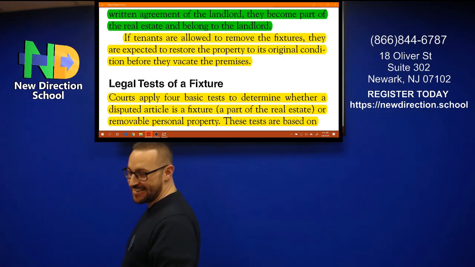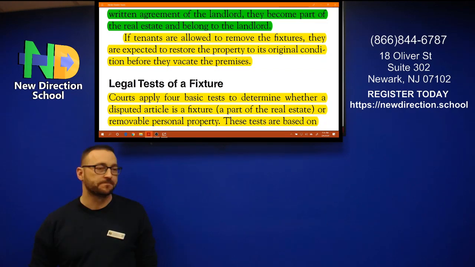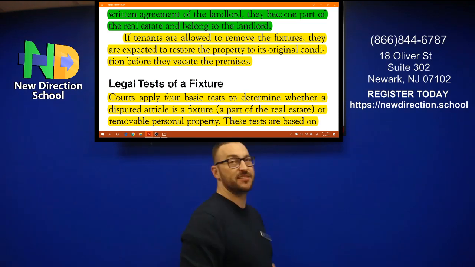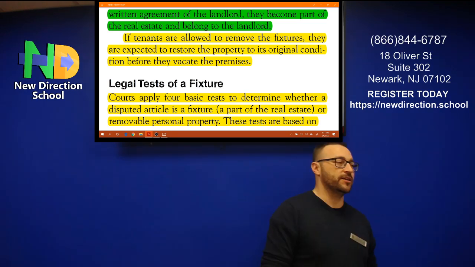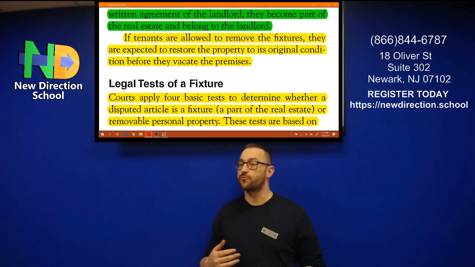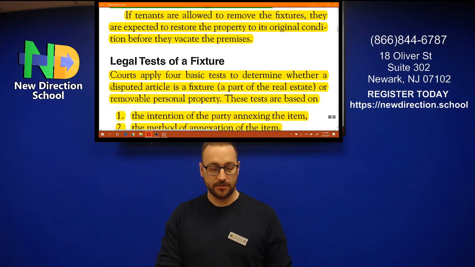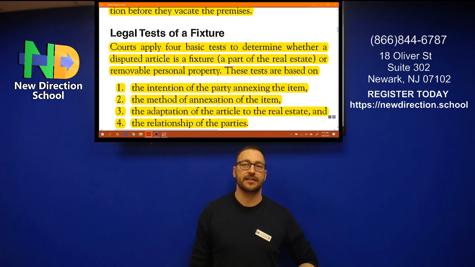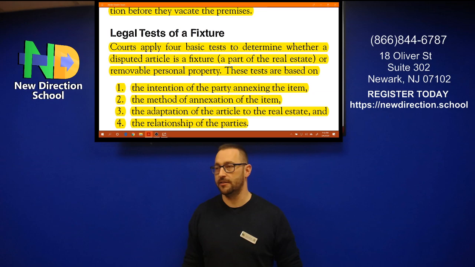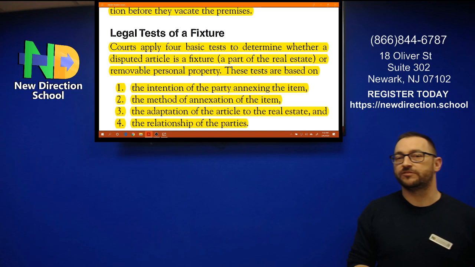All right. Legal test of a fixture. What does this mean? It is to figure out what is determined to be a fixture or not. Courts apply 4 basic tests to determine whether the disputed article is a fixture, meaning a part of real estate, or if it's removable personal property. These tests are based on the intention of the party annexing the item, the method of annexation of the item, the adaptation of the article to the real estate, and the relationship of the parties.